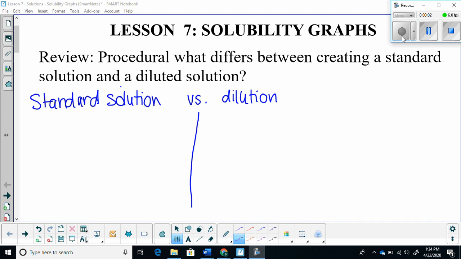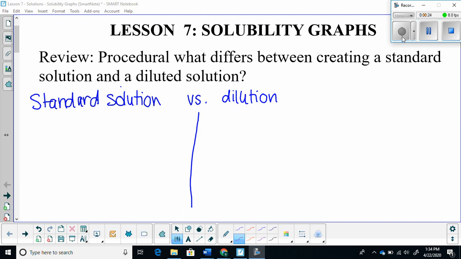Hey everybody, today we're going to be finishing off the solutions unit with lesson 7. We will be taking a look at some solubility graphs today. But for the past 2 days, we have been working with our lab skills, learning how to make a standard solution from a mass and a standard solution by dilution.